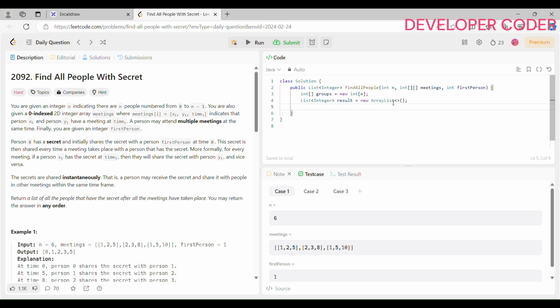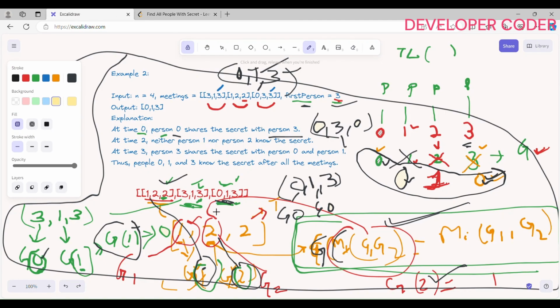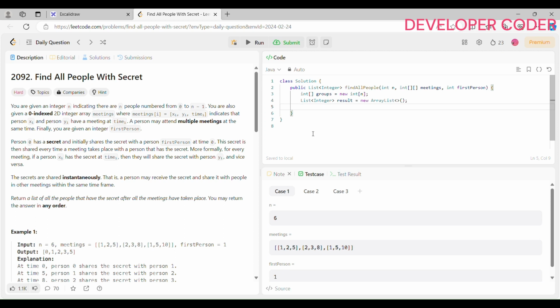Now let's create a list to store the temporary persons involved in the meeting. This temporary persons list I am going to use whenever I get meetings which have the same time. I will explain this in code, so don't worry. So here this is my result array list, and now I'm going to create one list to store the temporary persons involved in the meeting at a particular time. So list of integer temp is equal to new array list. Okay, this is done. So I have created two array lists, one is result and one is temp.